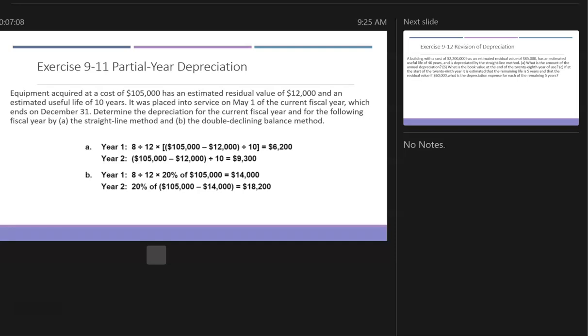In year two, we take the whole 9,300. For double declining, 20% of 105,000 times 2/3 is going to be 14,000 in year one. And then in year two, we have to subtract the 105 minus the 14,000 to come up with a new depreciable base times 20% to be 18,200. Does that make sense?